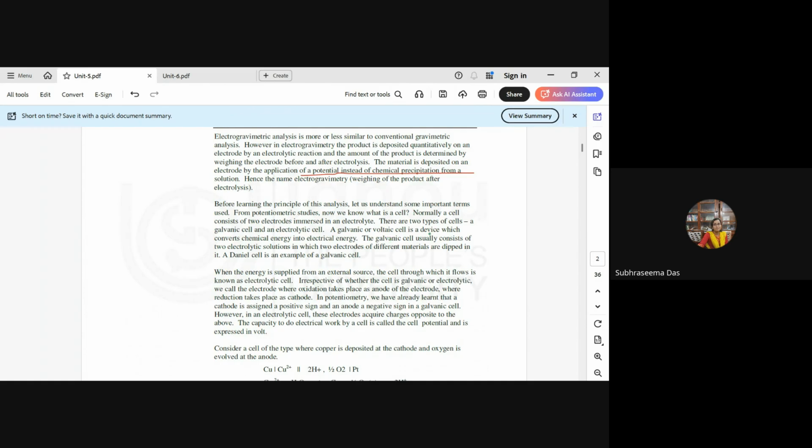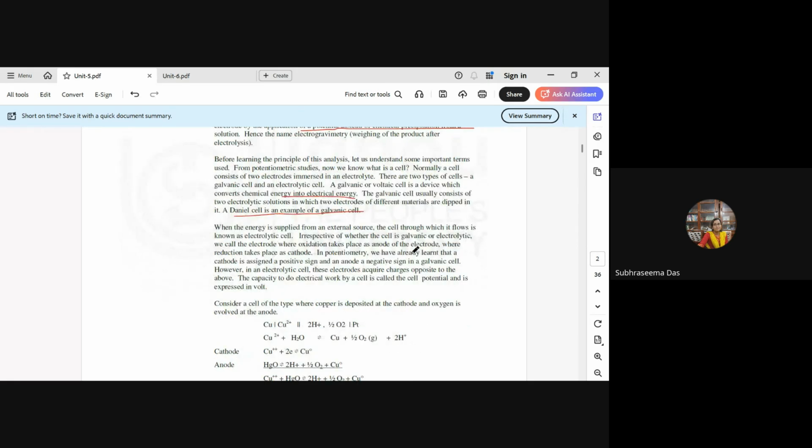A galvanic cell or voltaic cell is a device which converts chemical energy into electrical energy. The galvanic cell usually consists of two electrolytic solutions in which two electrodes of different materials are dipped. The Daniel cell is one of the most common examples of a galvanic cell. When we supply energy from an external source, the overall cell where the electrochemical process occurs is known as an electrolytic cell.